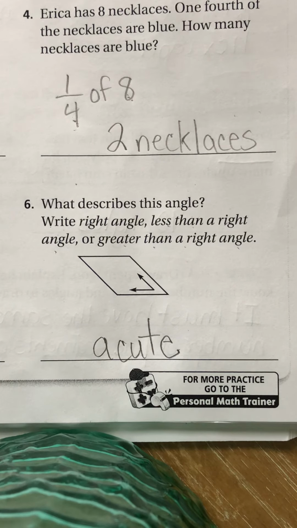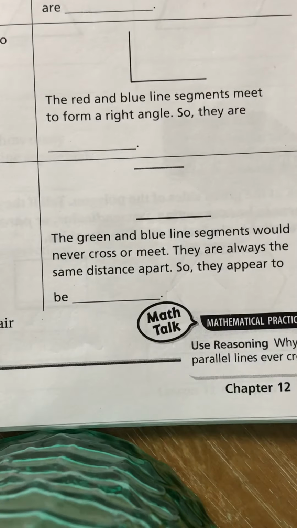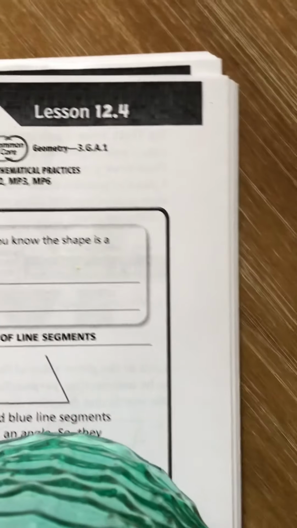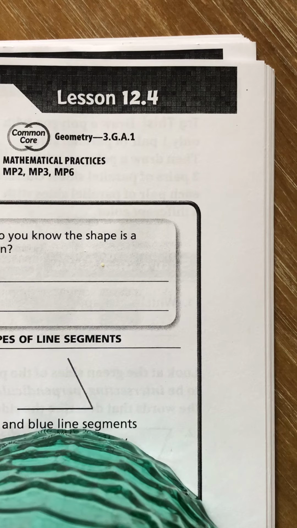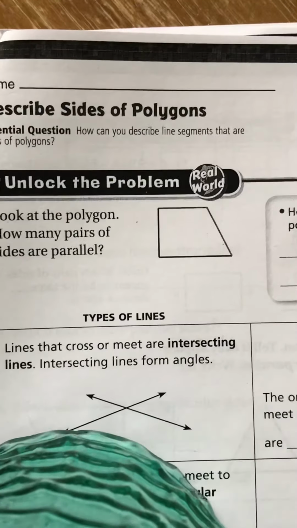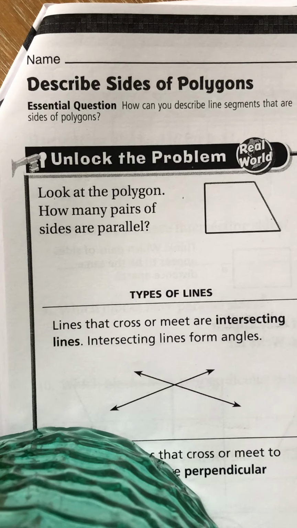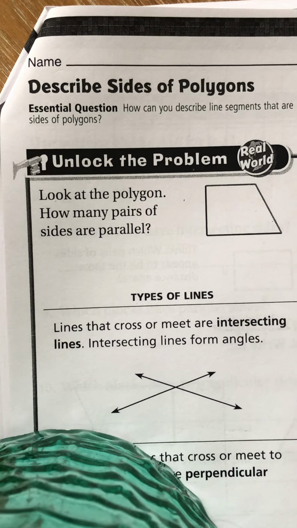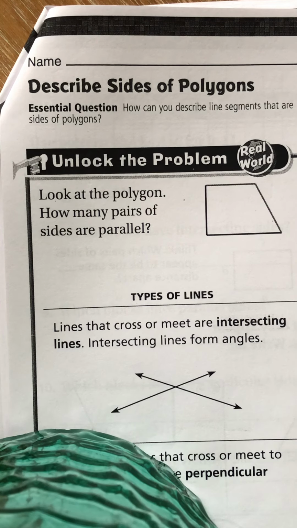Now, I am moving on to lesson 12.4. So now, just flip your packet over. You should be on page 715. This is lesson 12.4. We're moving along. Here is the essential question. At the top, it says, describe polygons. The essential question says, how can you describe line segments that are sides of polygons? So that basically is the learning target for today, boys and girls, and we are going to write that as a learning target.